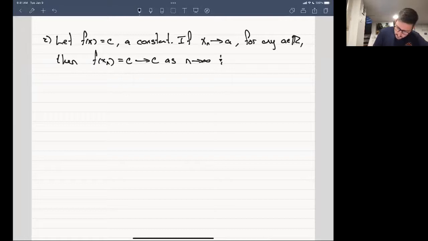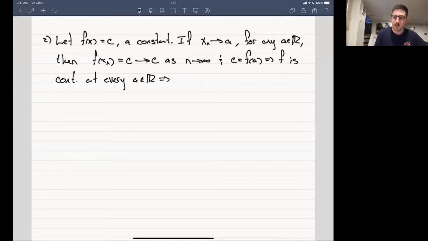And c is equal to f of a, which implies f is continuous at every a in R. And so, using that cool new notation here, this tells us f is a continuous function on the entire real line. It belongs to C of R, right? We have a new set to talk about, so we can show off some fancy language now. Similarly, in the last case, the identity function also gives you f belonging to C of R.